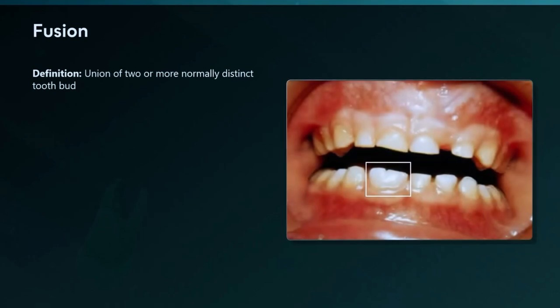Next, let's discuss fusion. This is where two or more normally distinct tooth buds unite during development. It can occur between adjacent crowns, roots, or both, resulting in the formation of a single larger tooth structure. This union typically happens during the cap stage of tooth development when the tooth buds are forming. It's important to remember that even though fusion results in the merging of tooth structures, teeth may still have separate root canals. Look at the picture here. You can see how the central and lateral incisors are fused together. They look like one big tooth, but in fact, they're not.